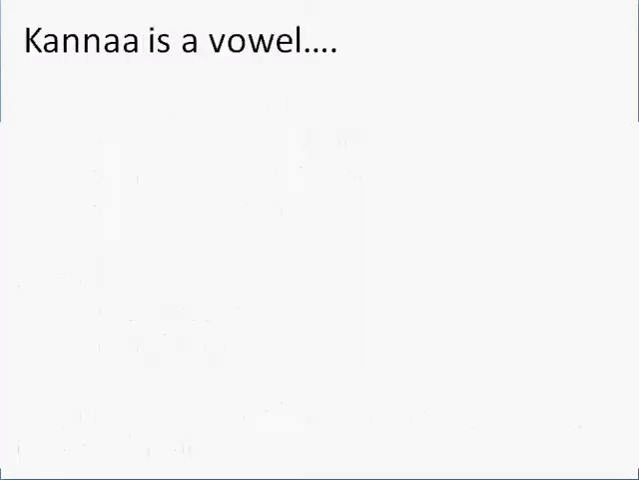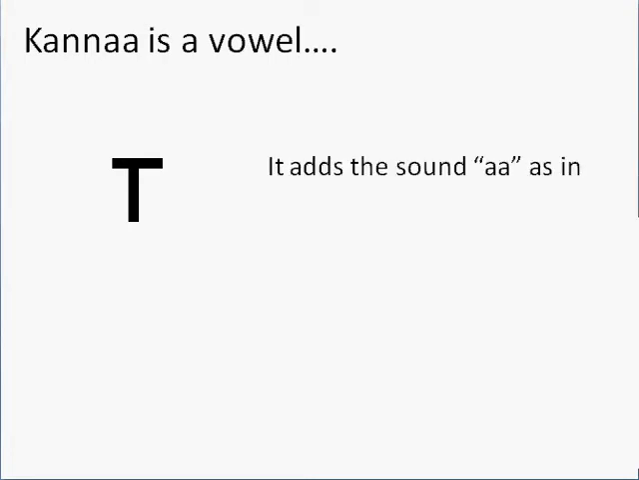Okay, here we go. So Kannaa is a vowel. Kannaa looks just like this. It's like an itty bitty T. And Kannaa makes a sound which is the long ah sound. Now, I don't have any Punjabi words, so in this, I'm going to use some English words. So here's an example, okay?